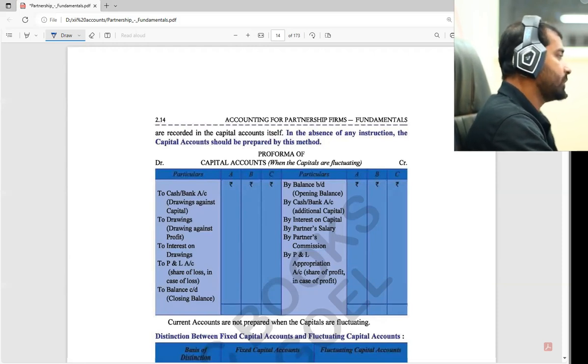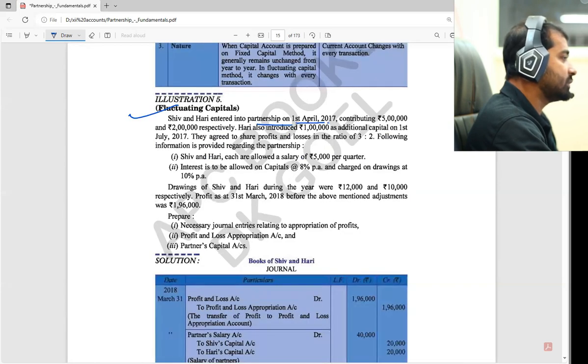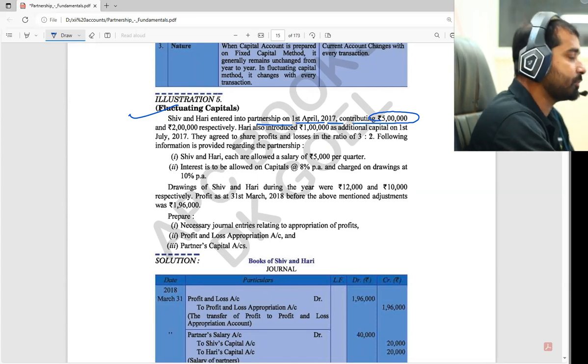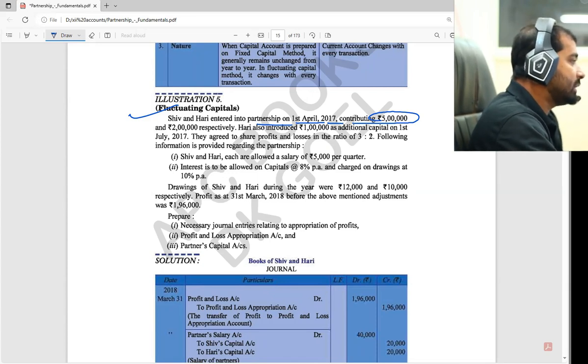Shiv and Hari entered into partnership on 1st April 2017, contributing 5 lakh rupees and 2 lakh rupees respectively. We have 10 minutes, within 10 minutes we'll finish this. What I am marking as important here, you should write. Hereafter I will not give time to write. The date is 1st April 2017, contributing capital of 5 lakh and 2 lakh respectively. Who are there? Shiv and Hari.